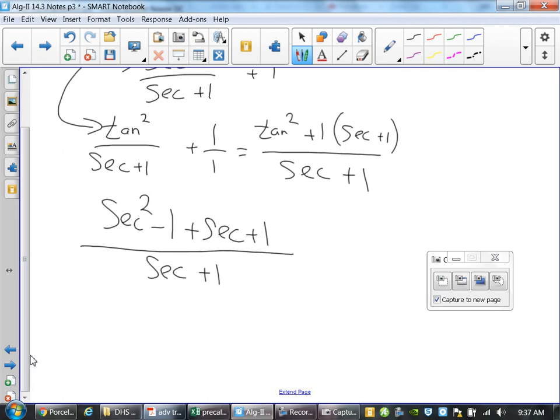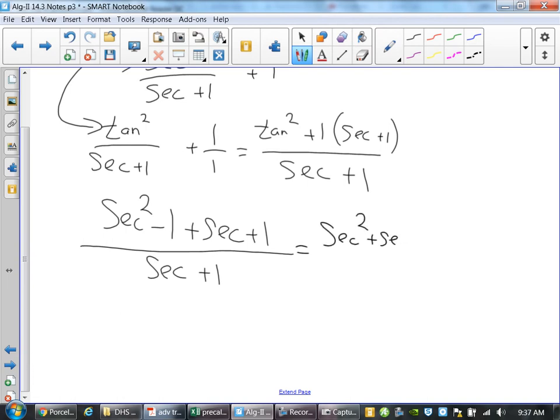You okay with that? Combine your like terms in the numerator. What do you get? Secant squared plus secant. What's the GCF of secant squared and secant? Factor it out.